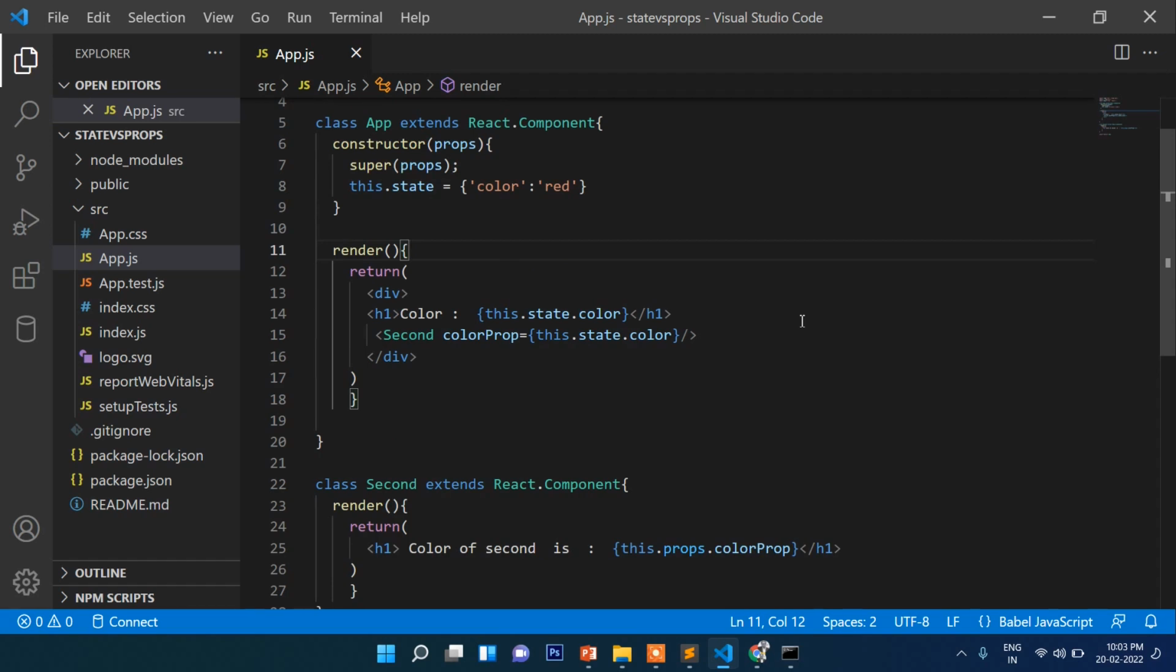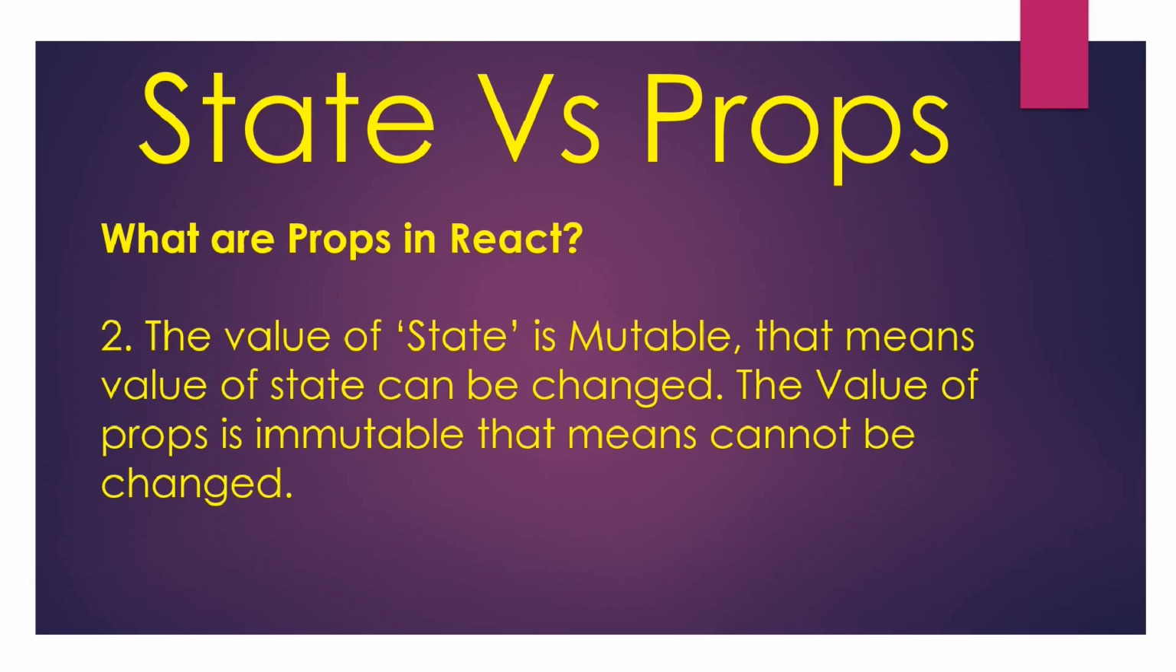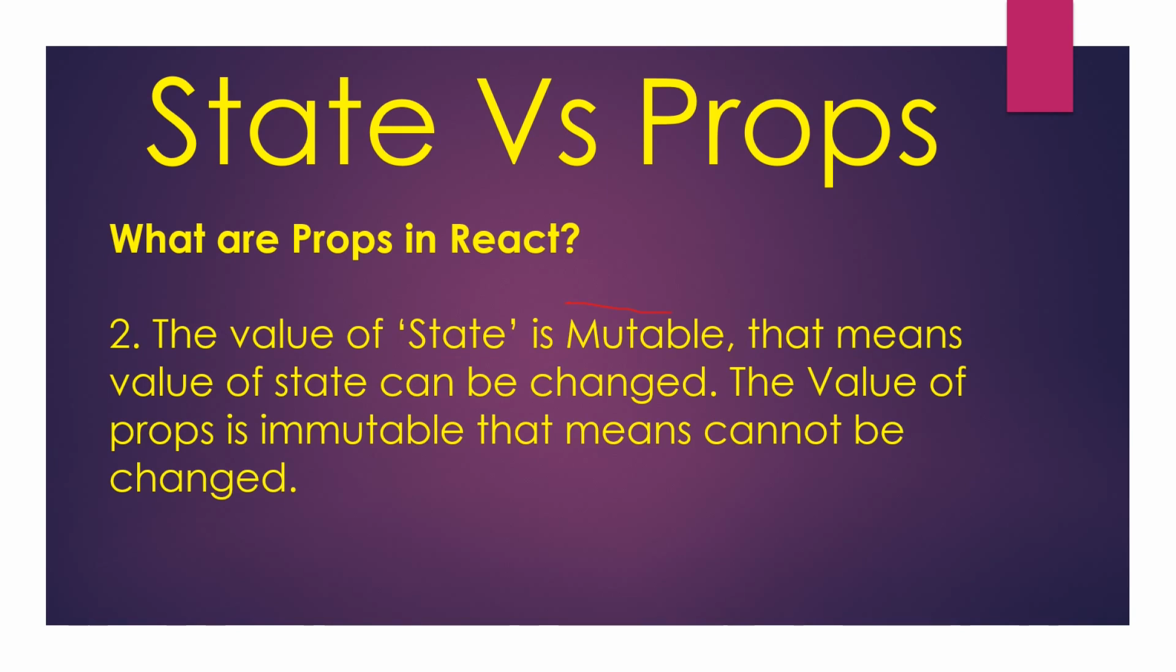The second point about state versus props is that the value of state is mutable. That means the initial state value can be changed. Mutable means it can be changed. The value of props is immutable. That means the value of props cannot be changed.